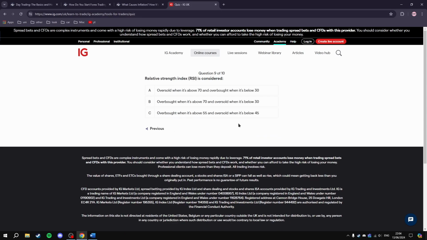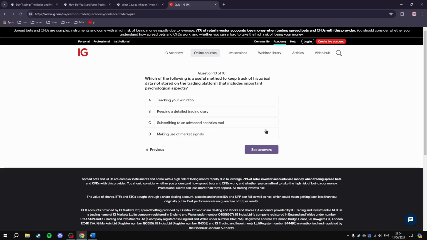Relative strength index is considered. Right, okay. So I know it's 30 and 70. Oversold when it's above 70. Overbought when it's below 30. Let's go with that one. I forgot which way around it is. Which of the following is a useful method to keep track of historical data not stored on the trading platform that includes important psychological aspects? Keeping a detailed trading diary.